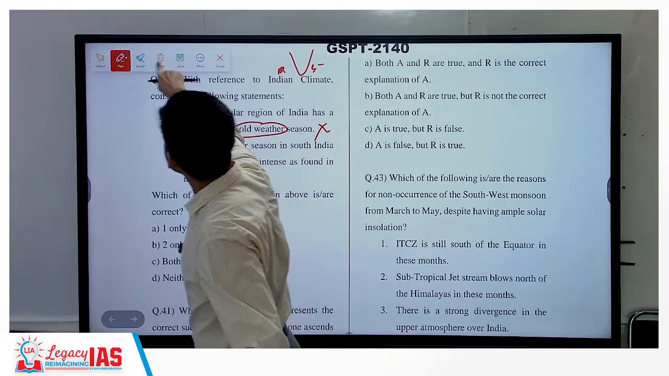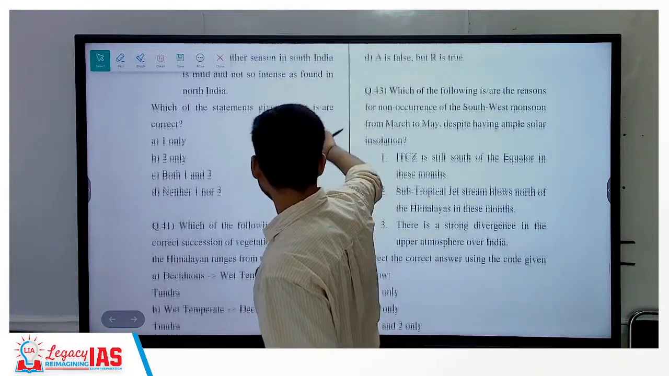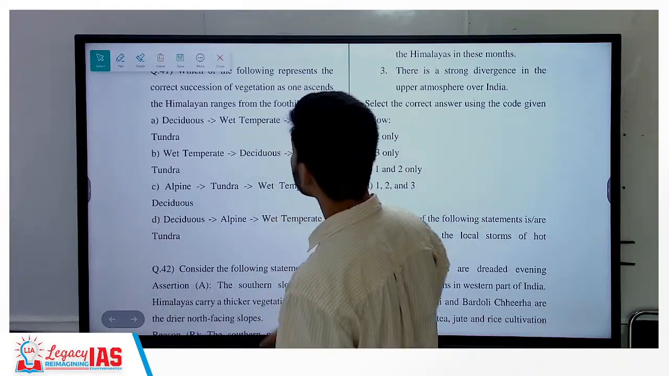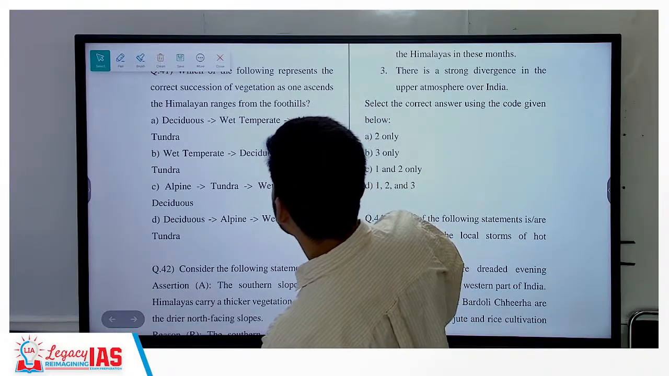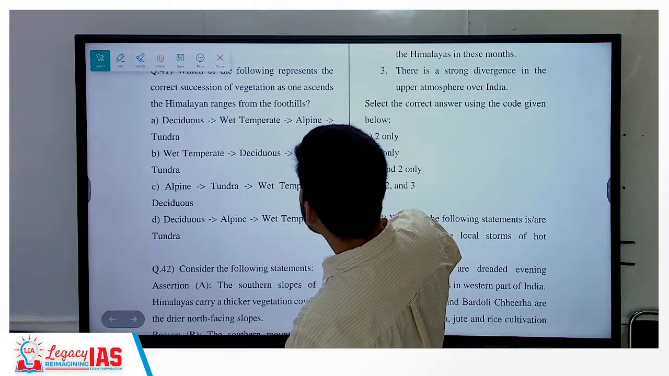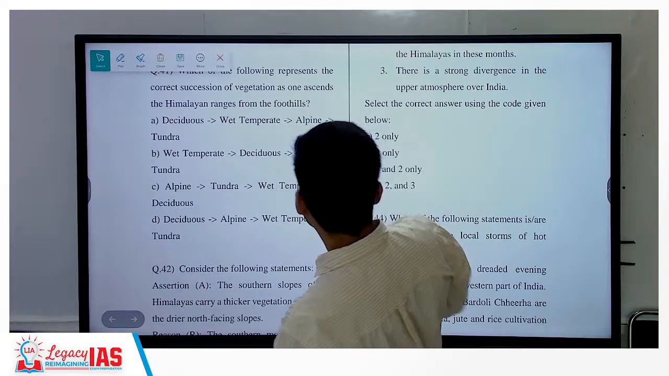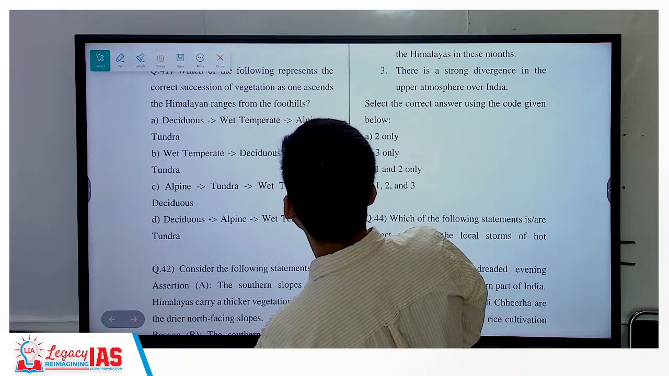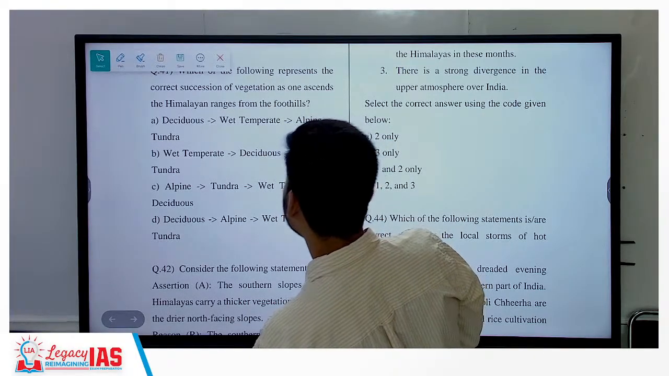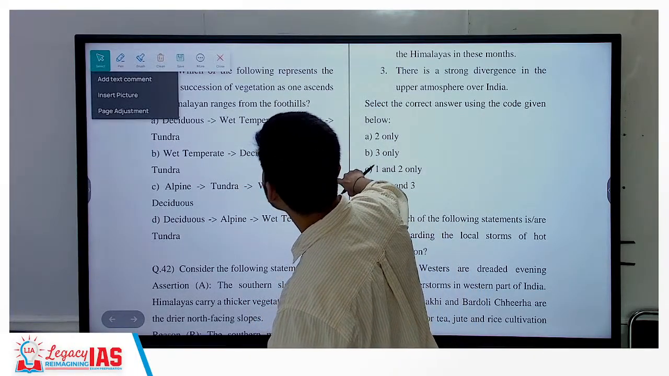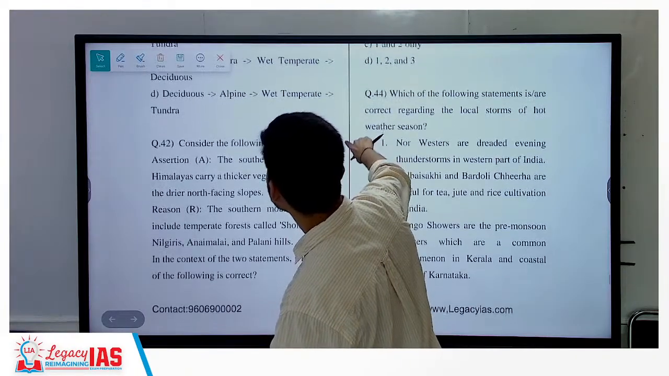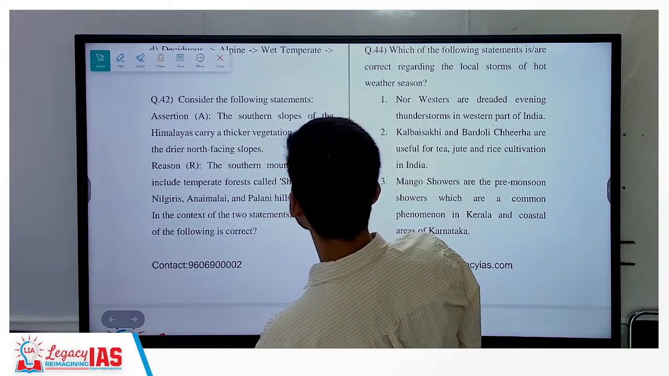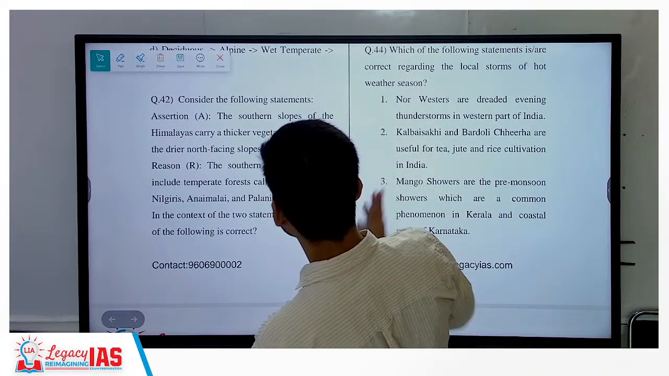So second, what you can say? B. Then next is, which of the following represents the correct succession of vegetation as one ascends the Himalayan ranges from the order, sequence? Deciduous trees. Yeah, subtropical broadleaf, that is deciduous. Wet temperate, alpine, tundra. So A is the right option. Deciduous, wet temperate, alpine, tundra. Then we have, consider the following statement. Southern slope of Himalayas carry a thicker vegetation cover than the drier north facing slope. True or false? We just have discussed true.